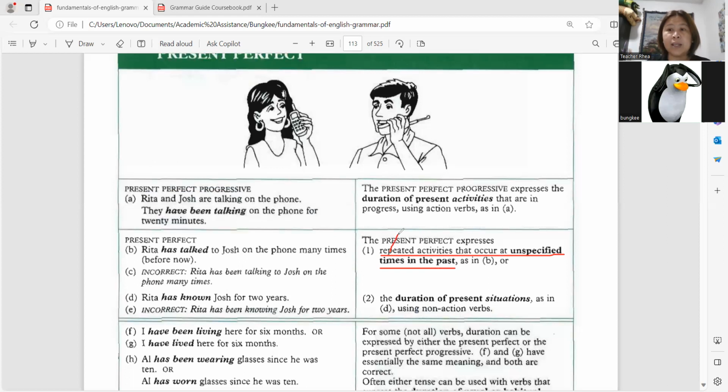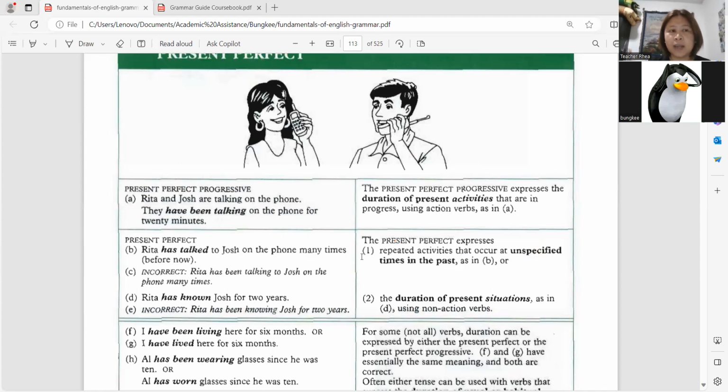Repeated means it happens more than once. It could be twice or many times. And it happened in the past at unspecified times, so you don't know when it started. Also, you can use the present perfect tense if there is a duration of a present situation using non-action verbs.